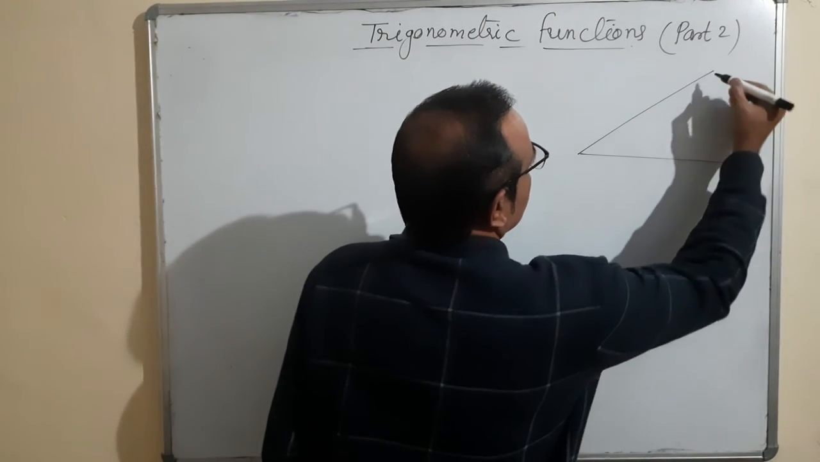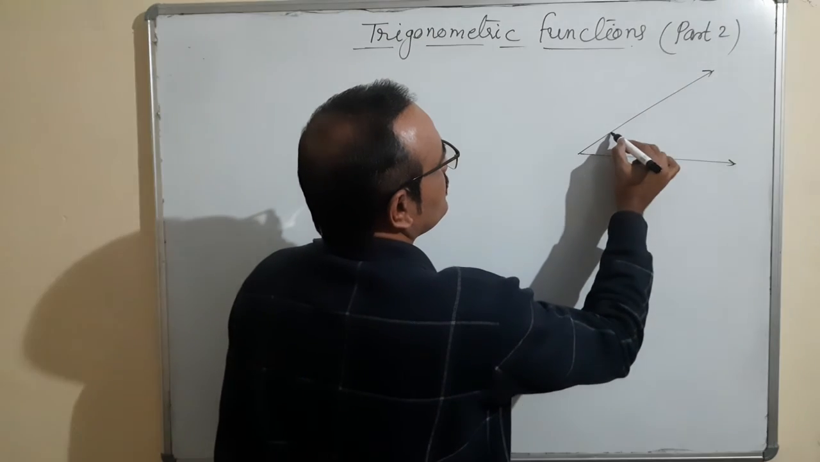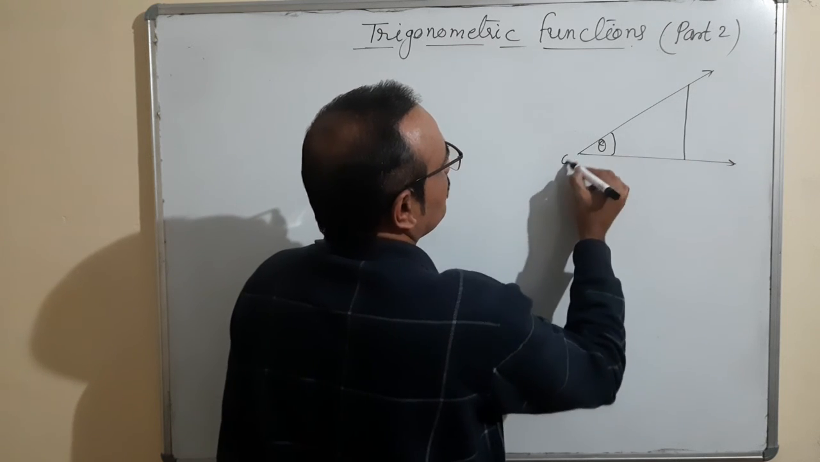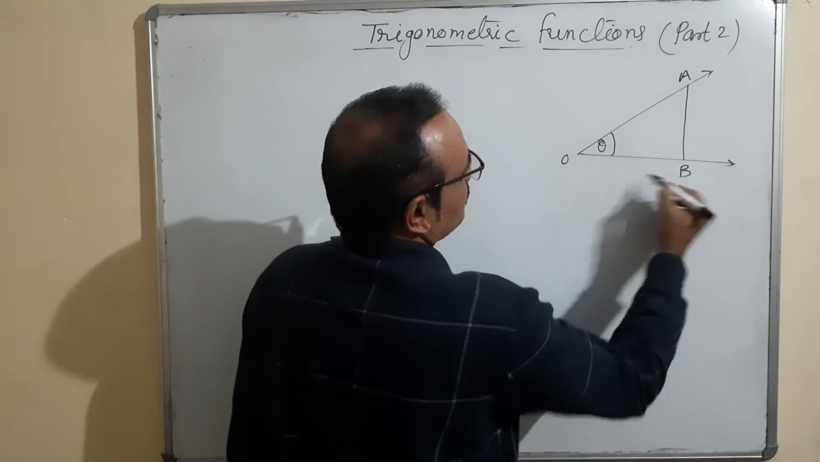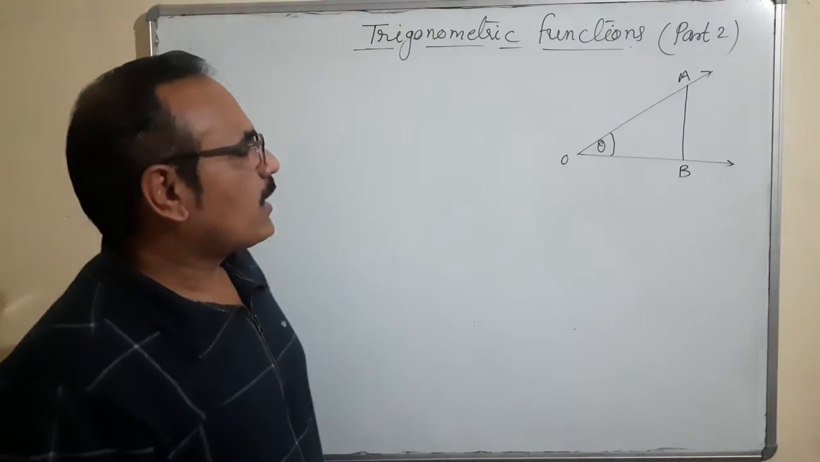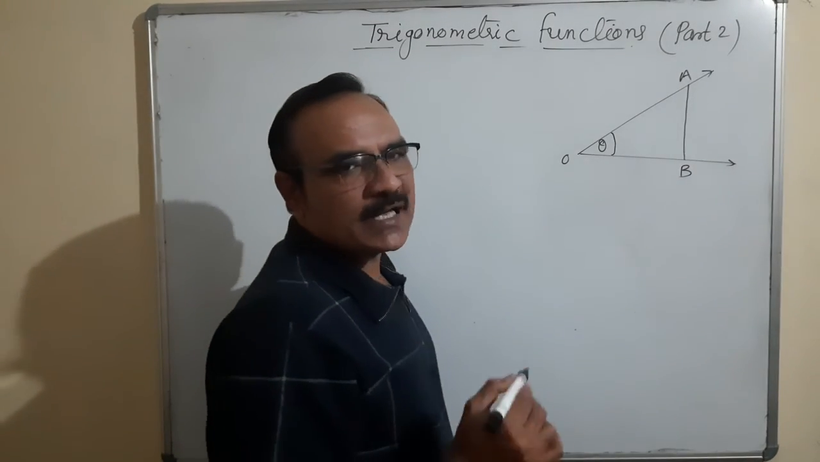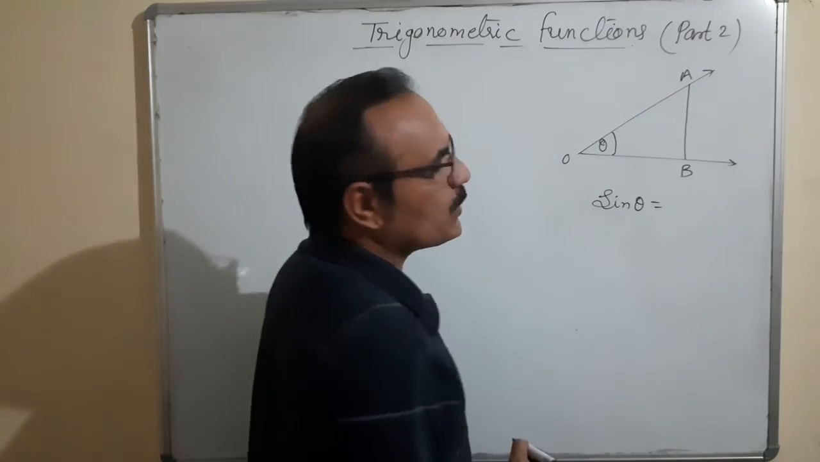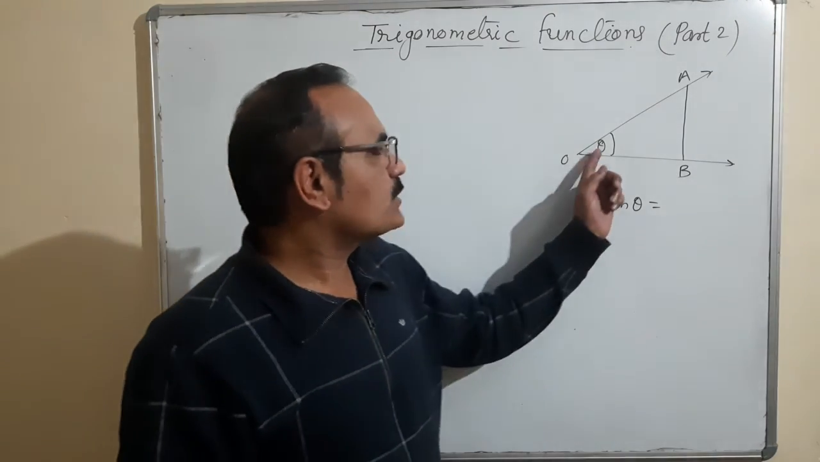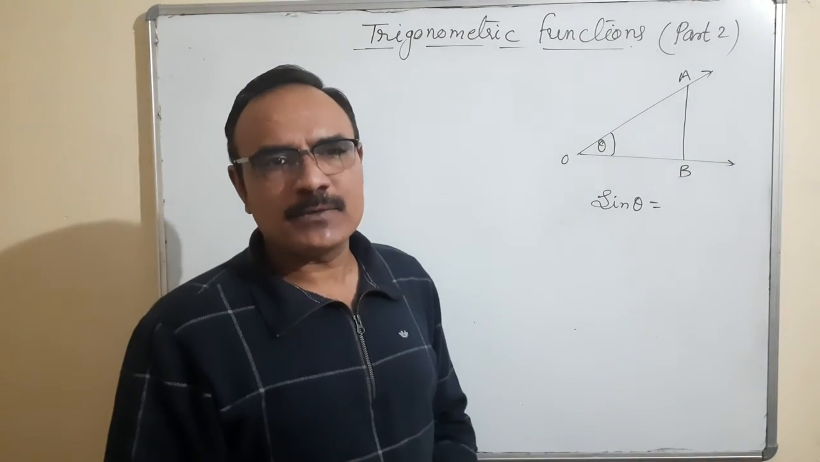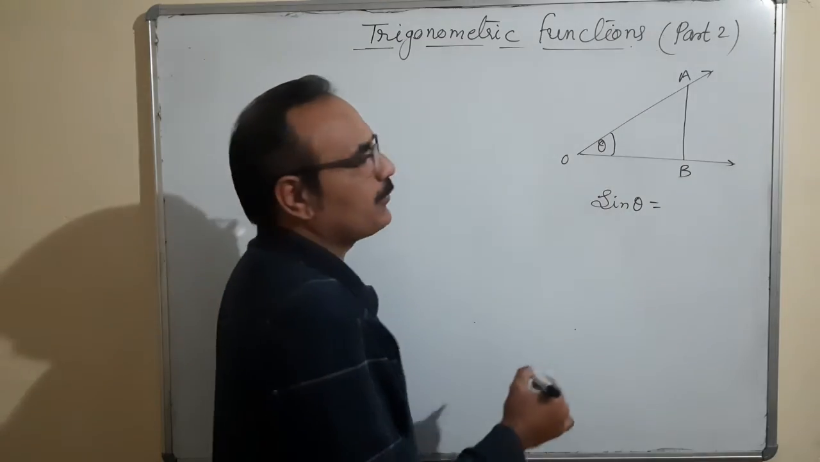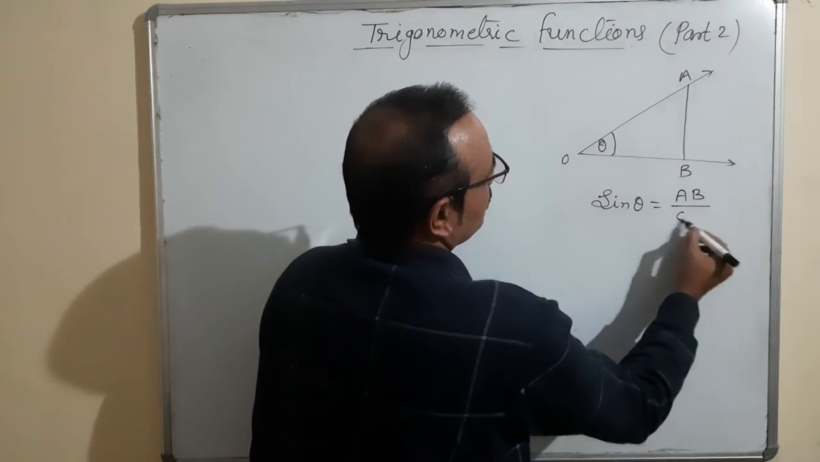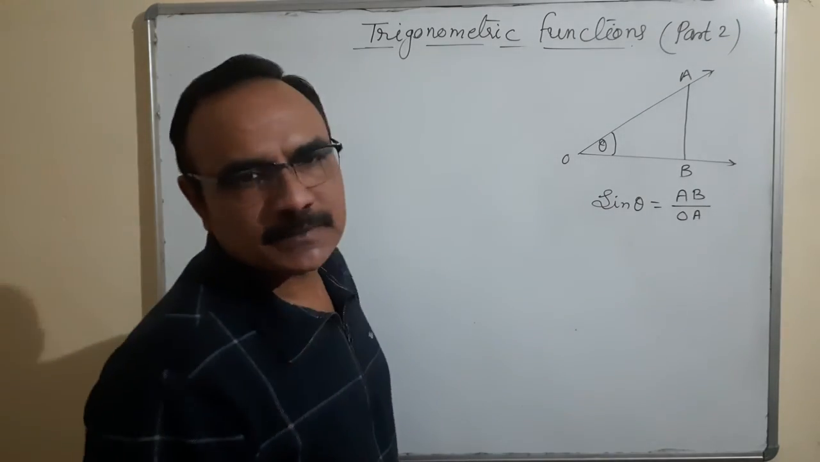One is the initial ray, the second is the terminal ray. Suppose this angle is theta, and OAB is a perpendicular. So what happens when we use the term sine theta, or sine of theta? Sine theta is equal to, what does it mean? The opposite side of theta, that is the perpendicular, upon the hypotenuse. So the opposite side AB upon the hypotenuse OA is sine theta.